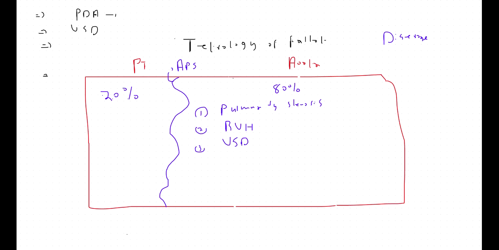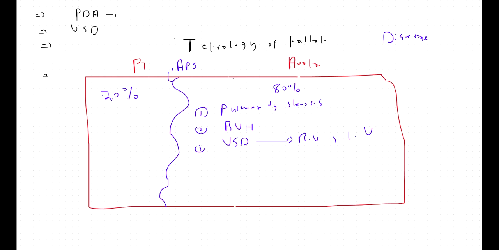In tetralogy of Fallot, the pressure in the right ventricle is so high. And why is it so high? Because of pulmonary stenosis. If the pressure in the right ventricle is so high, it will allow the blood to go from your right ventricle to the left ventricle. So this is called right to left shunting in tetralogy of Fallot, due to the ventricular septal defect.